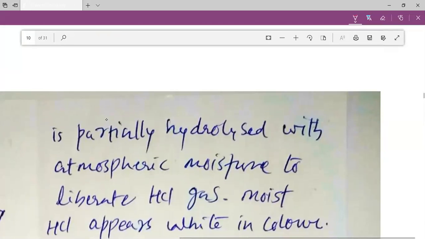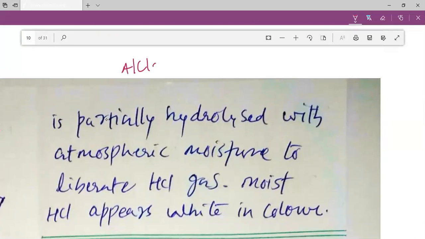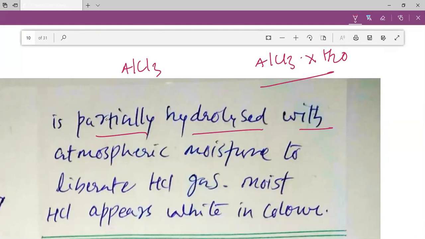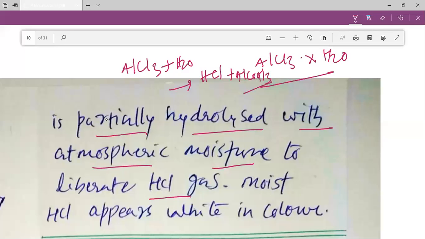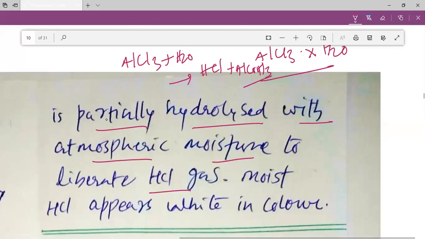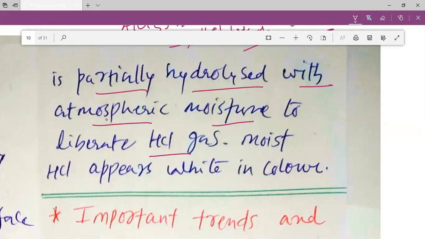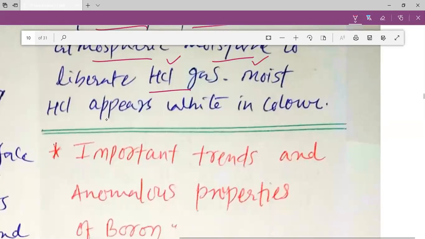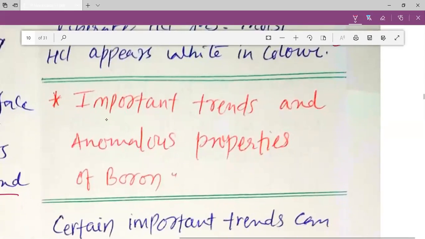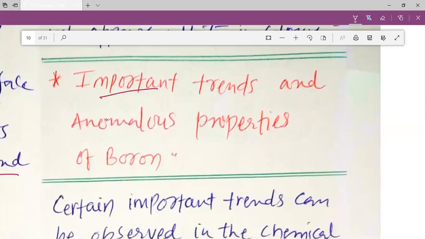So whenever we have anhydrous AlCl3, or if we have AlCl3 with xH2O, that is called hydrated AlCl3. This anhydrous AlCl3 is partially hydrolyzed by atmospheric moisture to liberate HCl gas. So it reacts with water and produces HCl gas and Al(OH)3, let's say. So, my dear students, when it reacts with the water present in the moisture, it liberates HCl gas, and this moist HCl appears white in color, and that is why we can see the white fumes around the bottle of our anhydrous AlCl3.